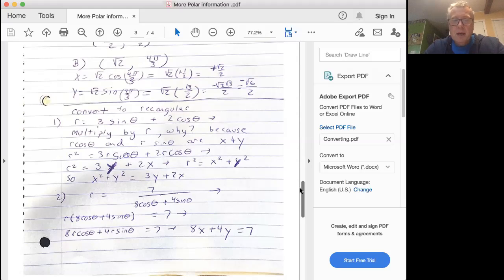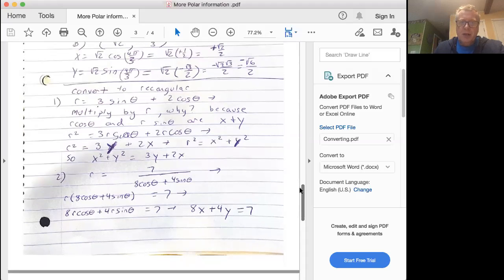Okay. And then for y, we have the square root of 2 sine 4 pi over 3. And so that gives us a square root of 2 times minus square root of 3 over 2. And so when I multiply the square root of 2 and the square root of 3 together, I get square root of 6. So I end up with minus square root of 6 over 2.